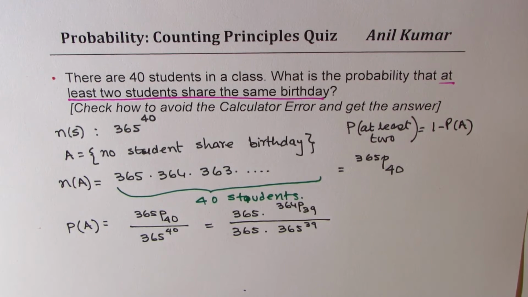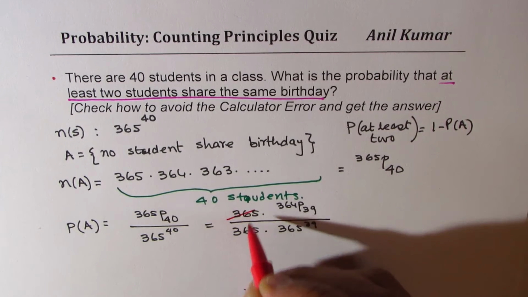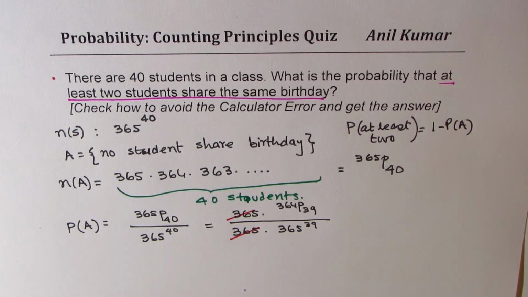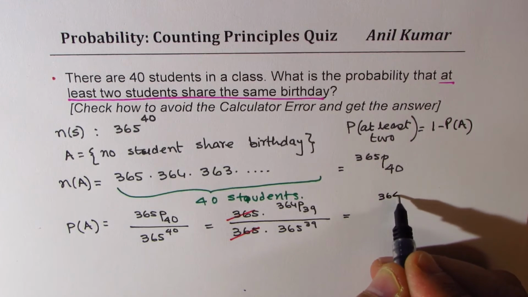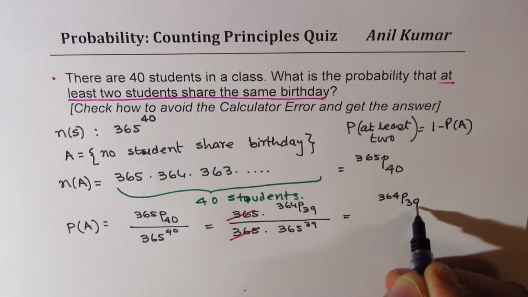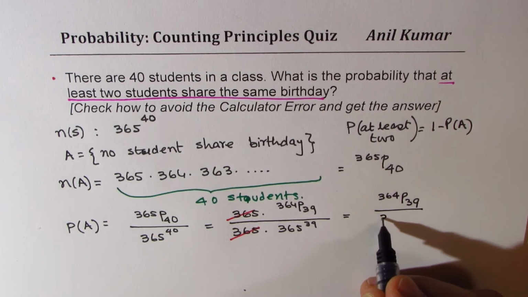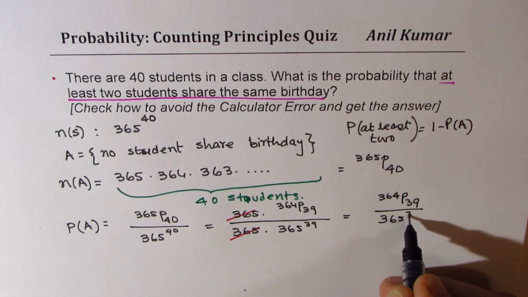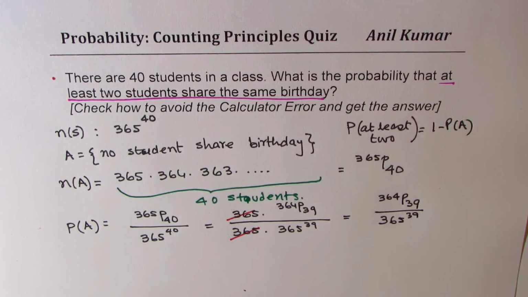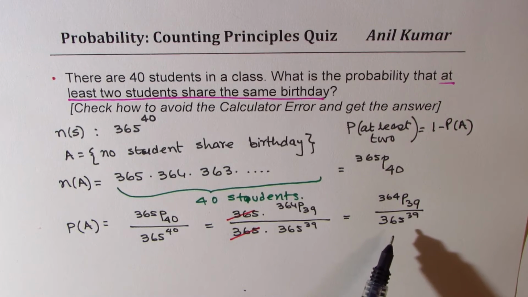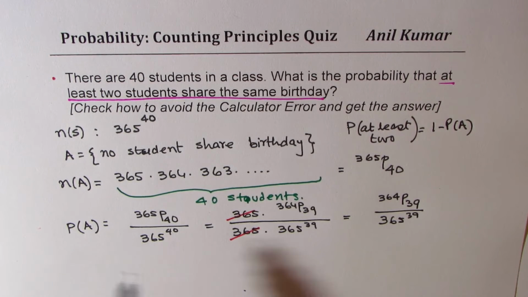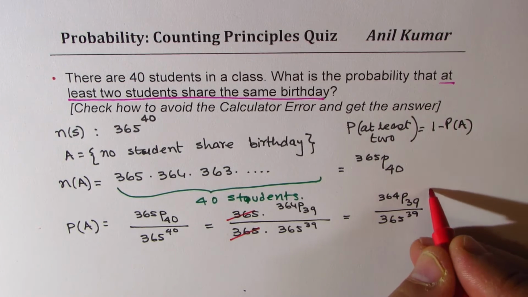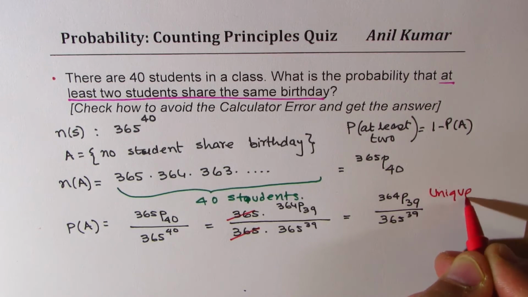Now, this is a key step. So we cancel these 365s, and what we remain with is 364 P 39 in the numerator divided by 365 to the power of 39. You get an idea. Now that number is not that large, and you can use calculator to find it. Perfect. So that is the probability of unique birthdays. So this is A is unique birthdays.